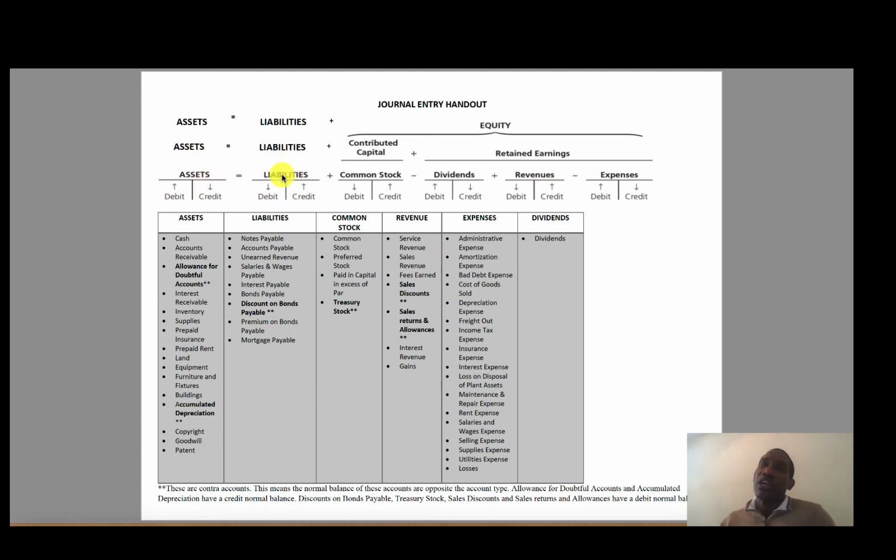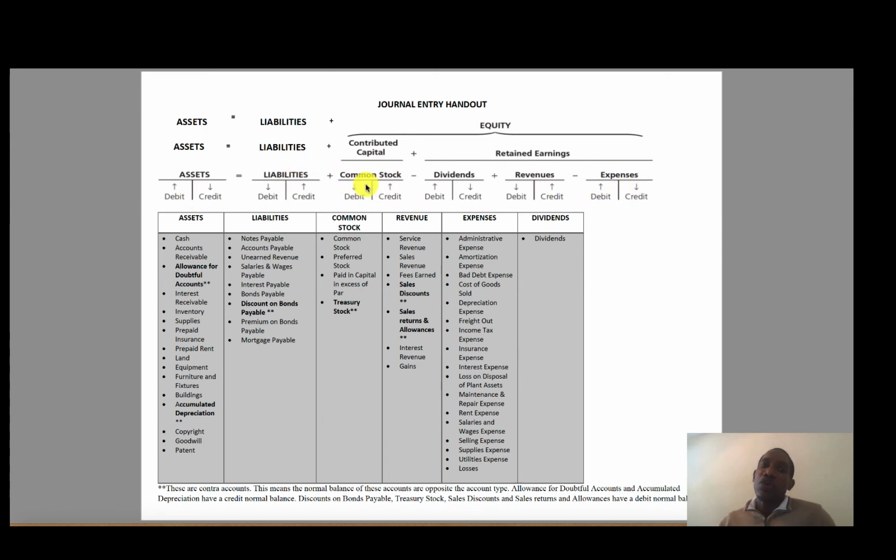For liabilities, it's the opposite. When I want to increase a liability, I don't debit it, I credit the liability. Why? Because the arrow is going up. And when I want to decrease a liability, I debit it because the arrow is going down. And you will see the same rule, or a similar rule, for each one of these items.